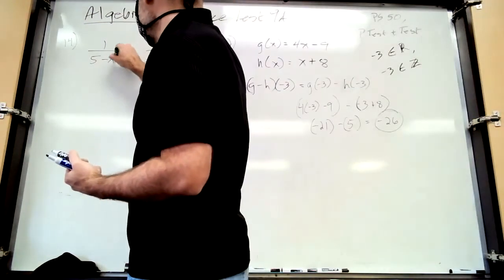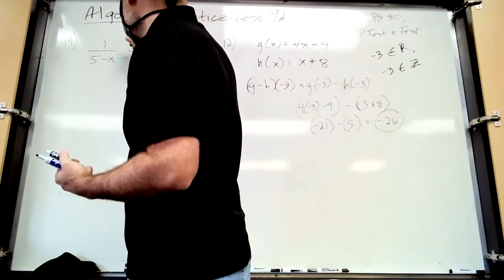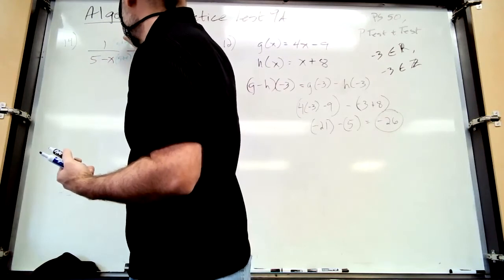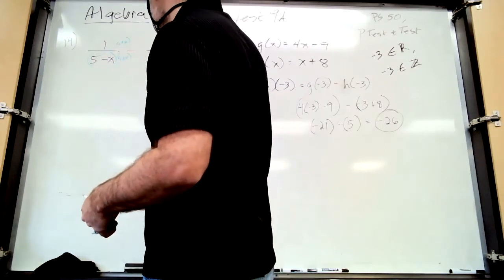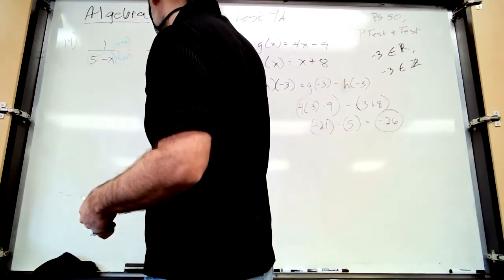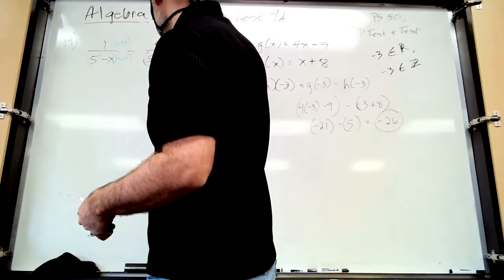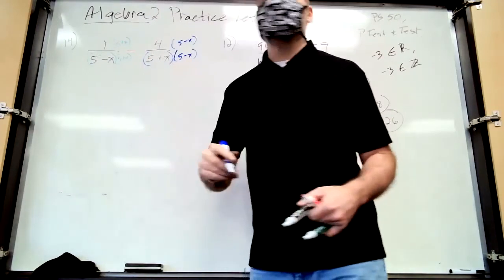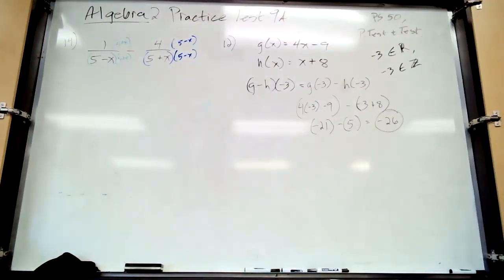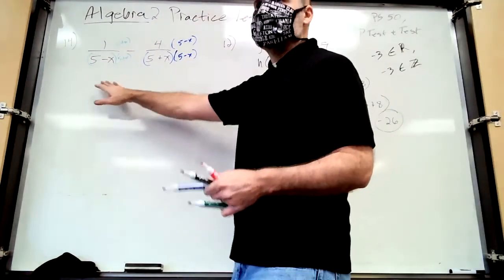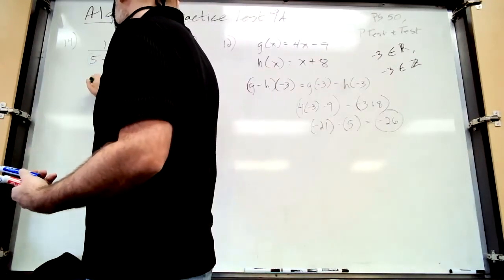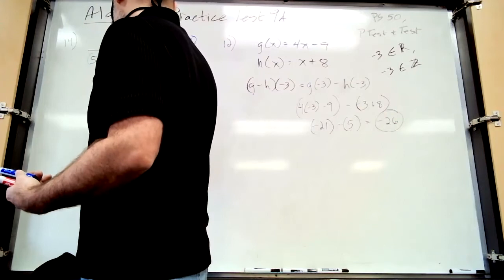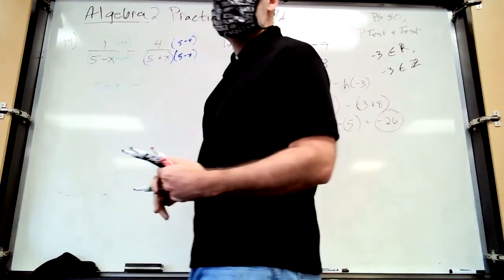So this one needs a 5 plus x. Whatever you do to the bottom, do to the top. And this one needs a 5 minus x. Whatever you do to the bottom, do to the top. Right? This coming back to you? All right, so let's simplify that top there. What is that? 5 plus x minus, now here's that situation again.